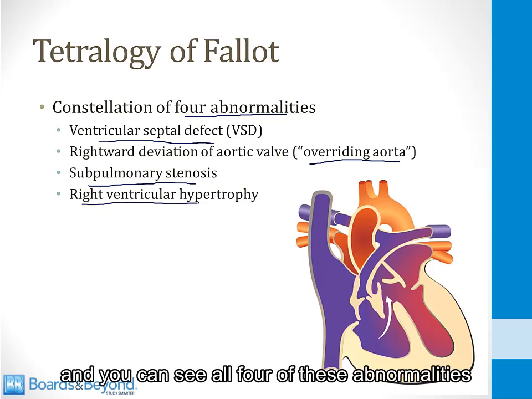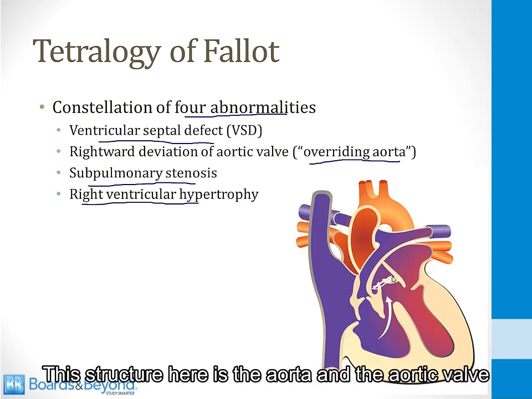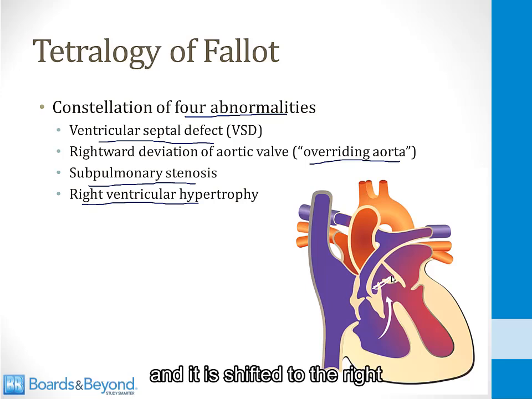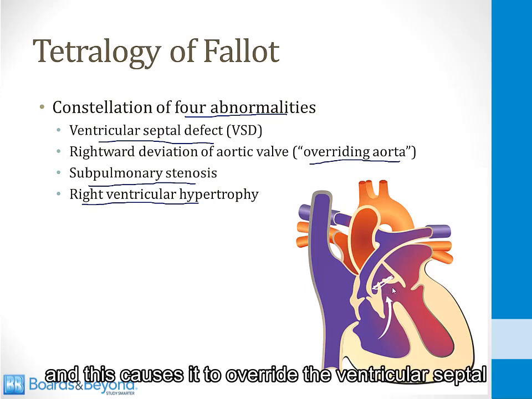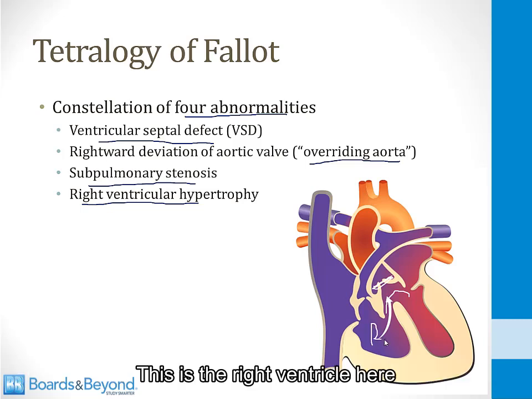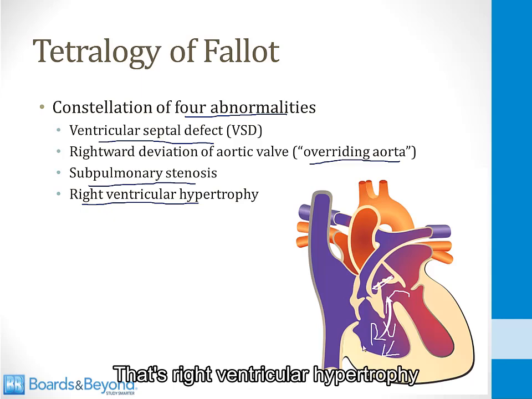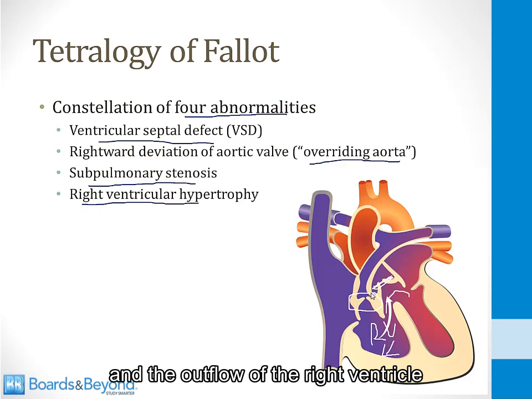And you can see all 4 of these abnormalities in the cartoon on the screen here. This structure here is the aorta and the aortic valve, and it is shifted to the right, and this causes it to override the ventricular septum and this VSD right here. That's called an overriding aorta. This is the right ventricle here, and you can see that the walls of the right ventricle are very thick. That's right ventricular hypertrophy, and this is the pulmonic valve and the outflow of the right ventricle, and that is abnormal and stenotic, and that is subpulmonary stenosis.